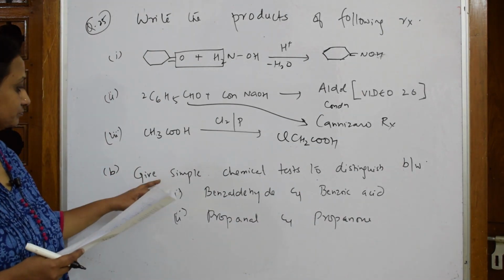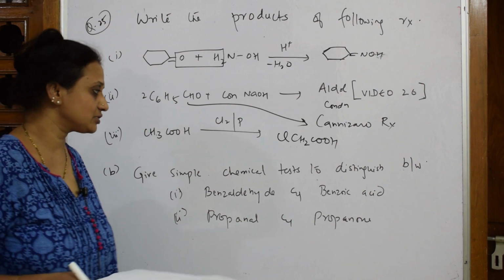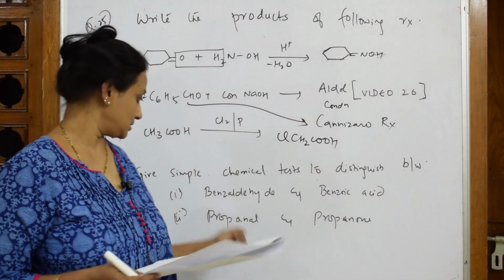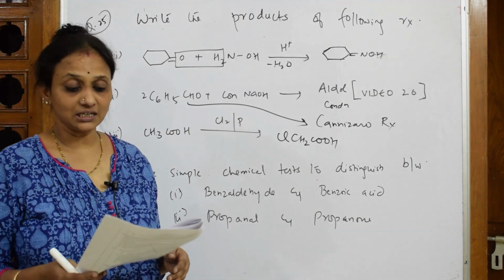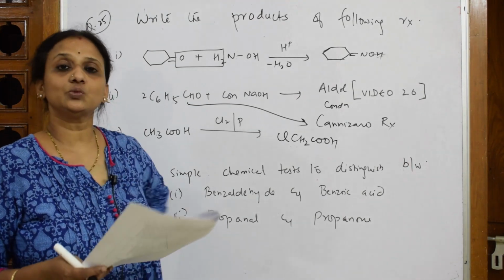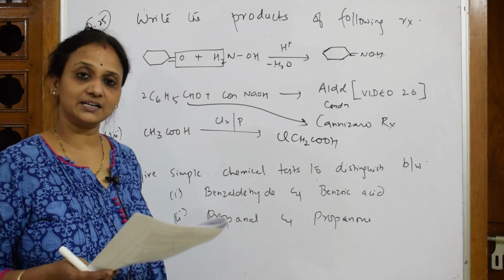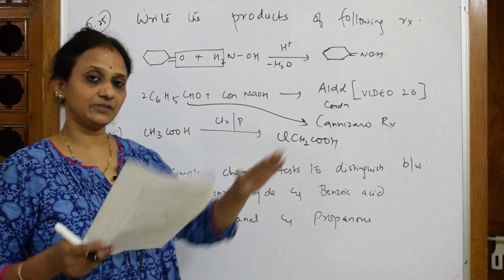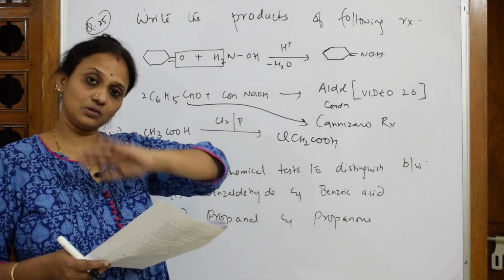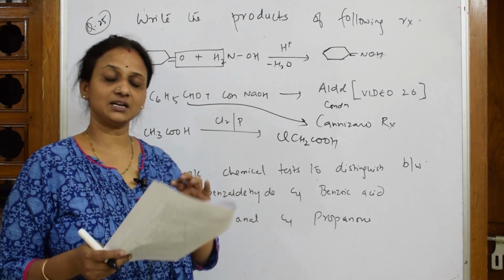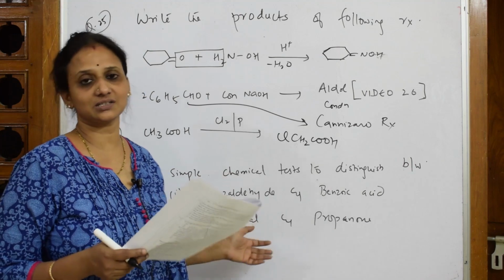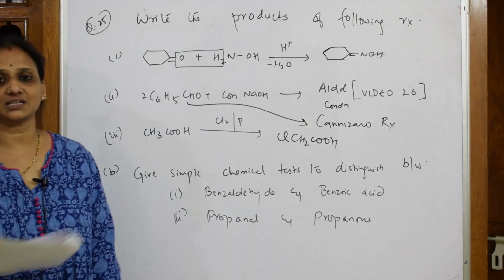Now, next one. Give the simple chemical test to distinguish between benzaldehyde and benzoic acid, propanol and propanone. I already did this distinguishing test earlier, so please watch that. You will clearly have an understanding, right? I have done all the combinations of distinguishing tests. You can watch that video. You will understand what all the combinations are. So watch that video for this answer.